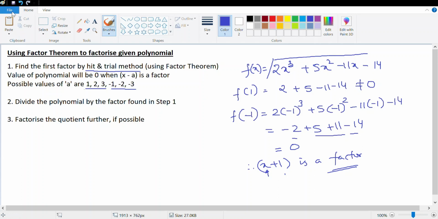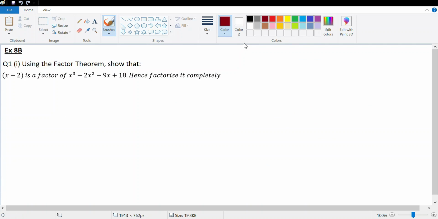Let's solve some questions. This concept will become much more clear. So let's look at the first question, which is question number 1, part 1. It says, using the factor theorem, show that x minus 2 is a factor of the given expression.